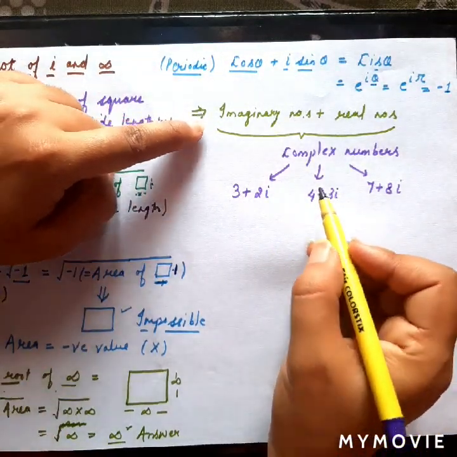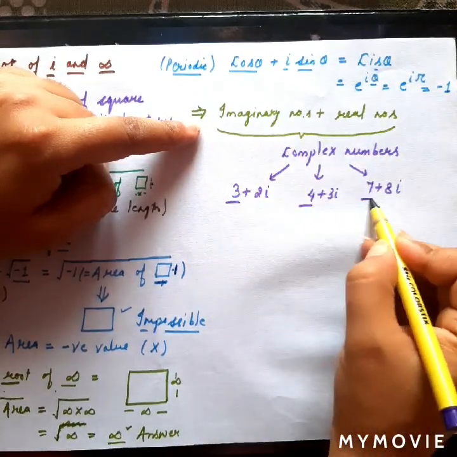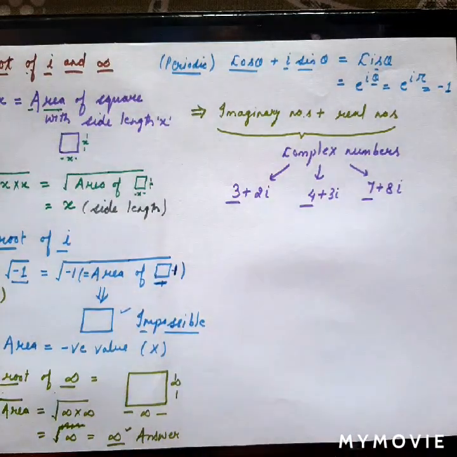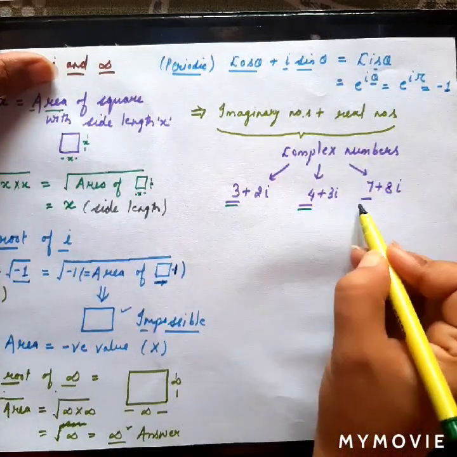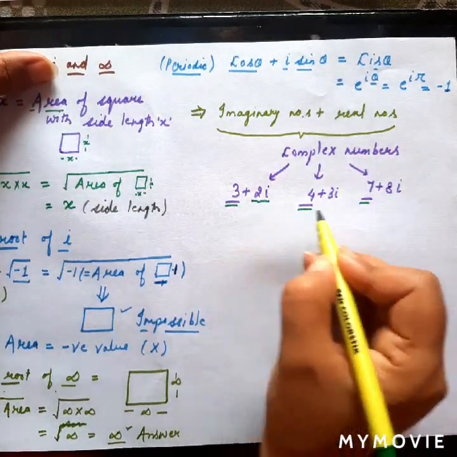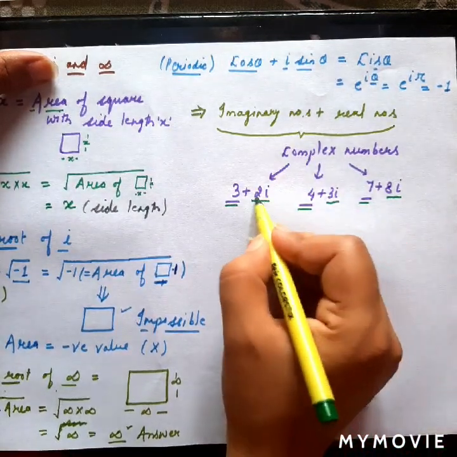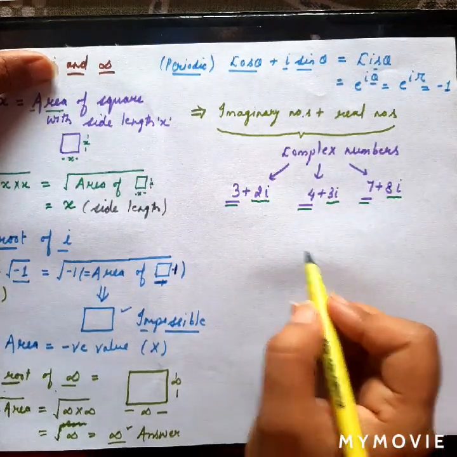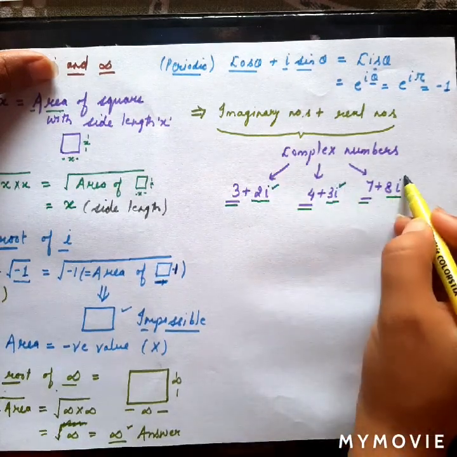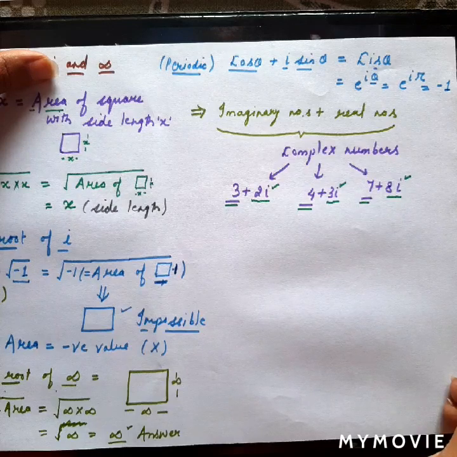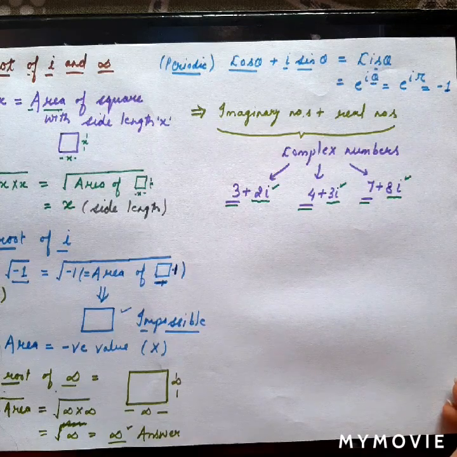Why did I say complex numbers are a combination of imaginary numbers and real numbers? These portions which are without iota are called real numbers. These are real numbers, right? And the numbers which have iota, as I already told you, iota is an imaginary number, so this is the imaginary component of the complex numbers. These are real components of the complex numbers, and these are imaginary components of the complex numbers, right? So these complex numbers are used in many calculations of mathematics.